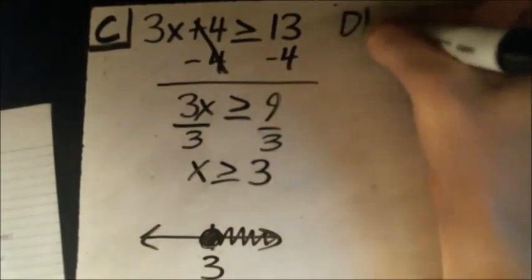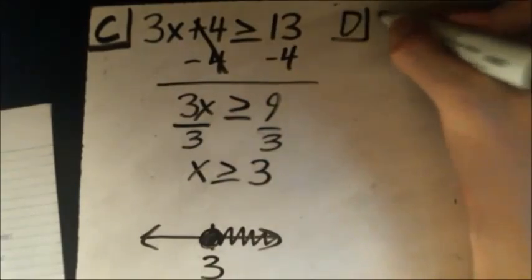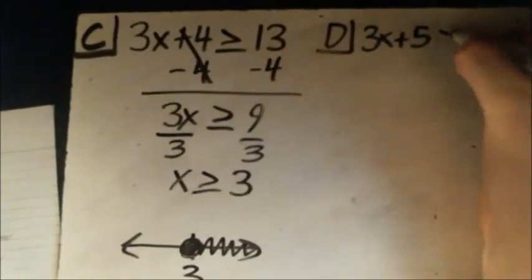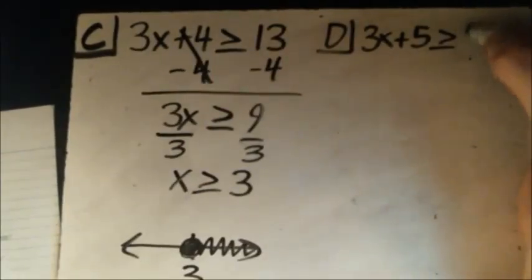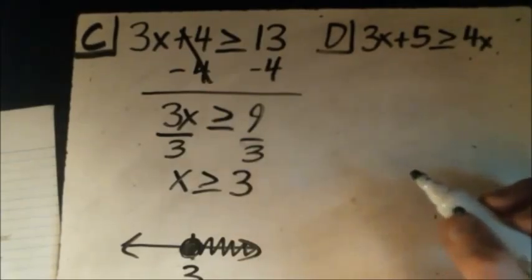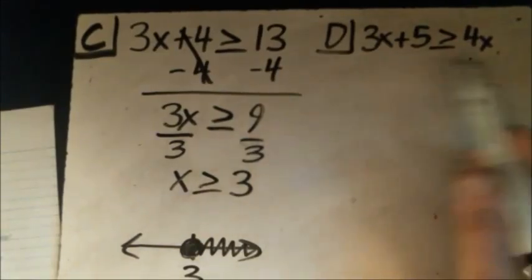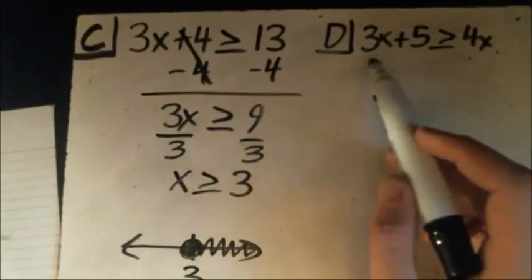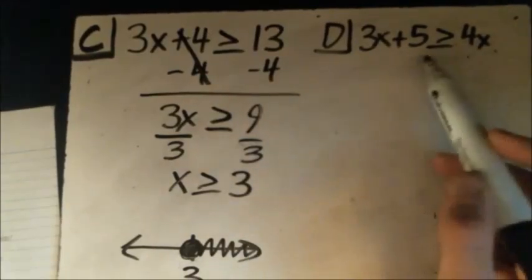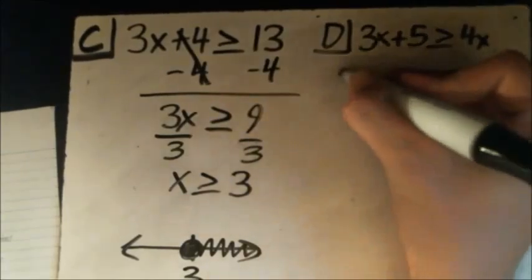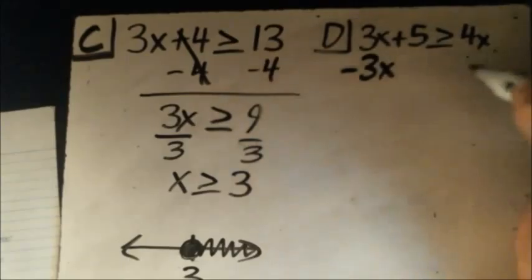Okay, so for D, we got 3x plus 5 is greater than or equal to 4x. All right, so once again, I want to get my x's by themselves. I've got variables on both sides of the inequality, and I want to get all my x's together. So I want to move my 3x over to the other side, so that way I'm just left with 5 on this side, and all my x's are on the other side. So I'm going to subtract 3x from both sides.